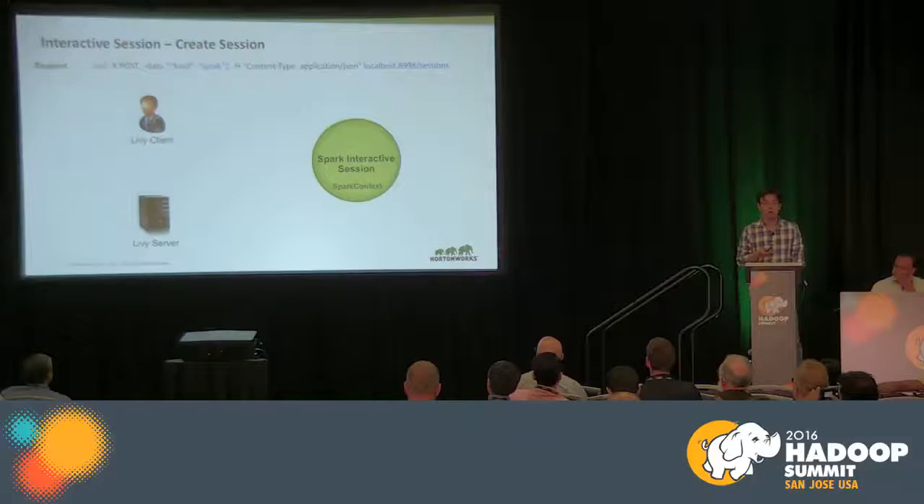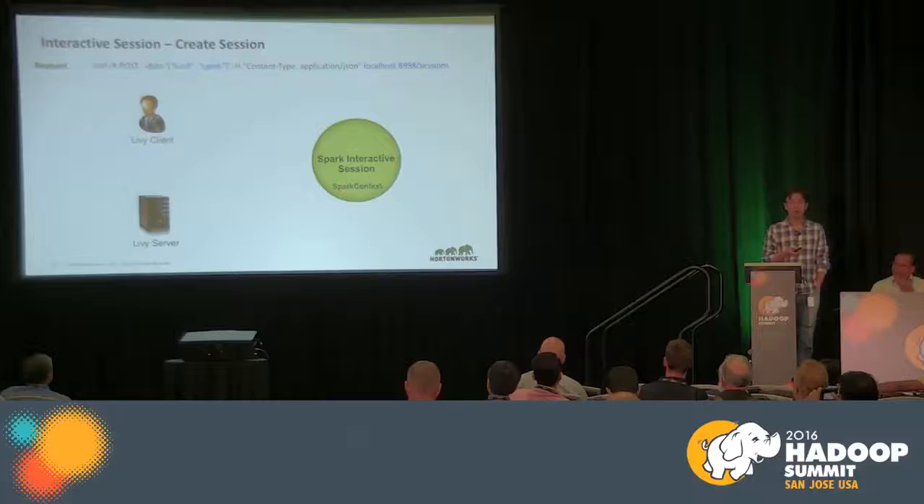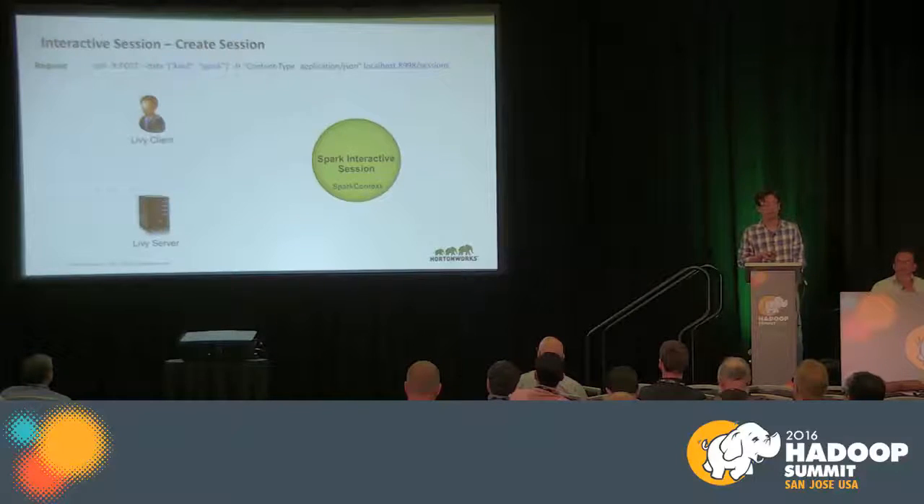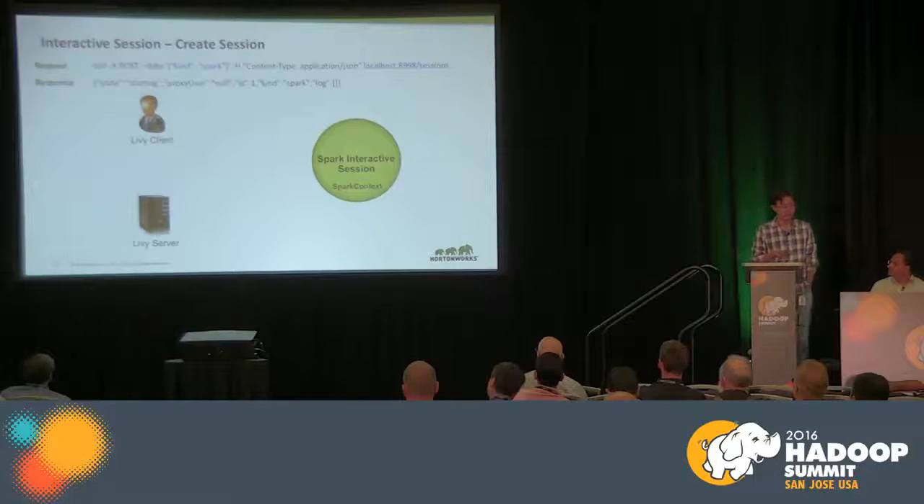This is a POST request, and in this request, we need to specify the kind. Now in this example, the kind is Spark. We can also specify it as PySpark and SparkR. Now this is the response that we get. This response contains the session state, the proxy user, the session ID, and its owner.